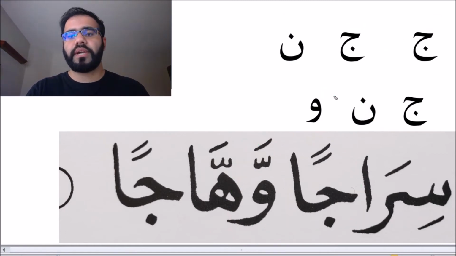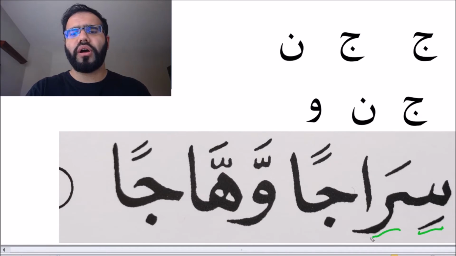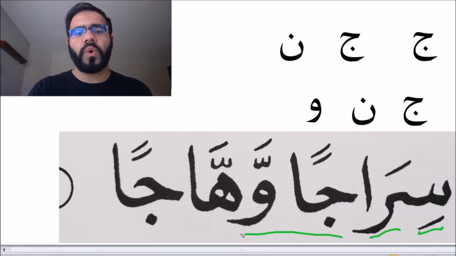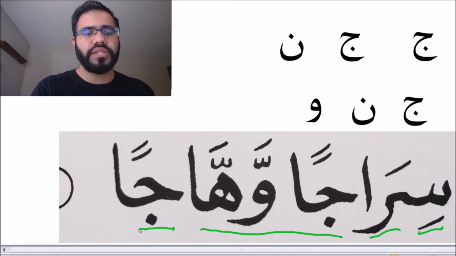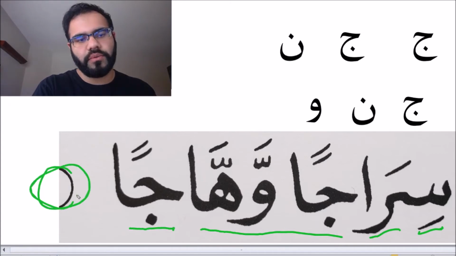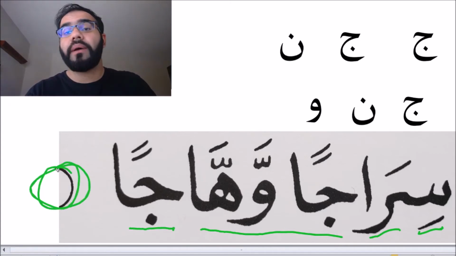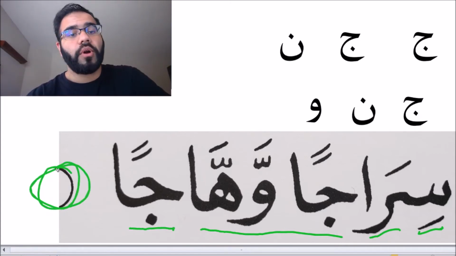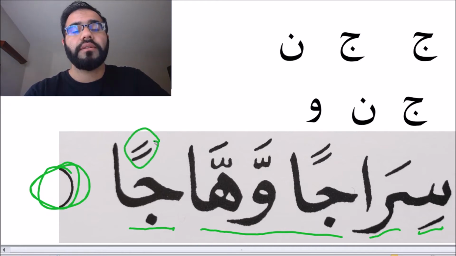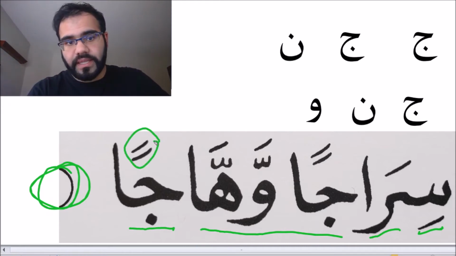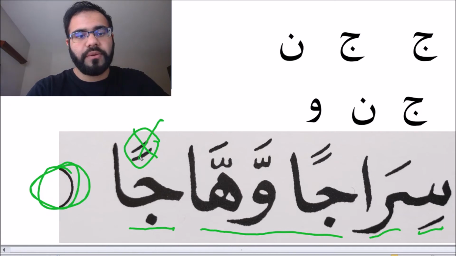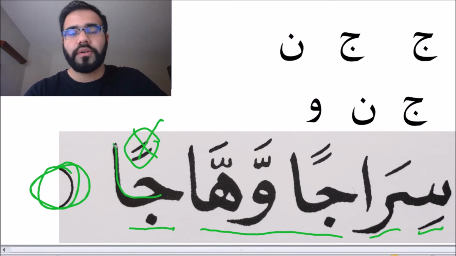If I clear this up, you got si, ra, jawha, jan. And then you can barely see this walk off here. So if we read it again, remember that rule that if there's a walk off after a fathatain, right? If there's fathatain at the end, we're going to eliminate that fathatain and we're just going to read this alif. Okay, so here we go.